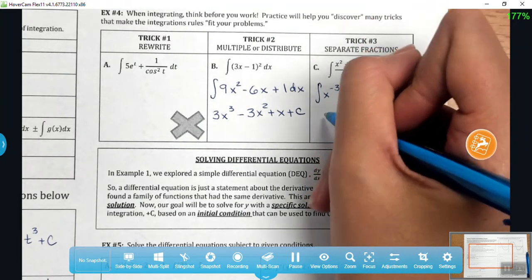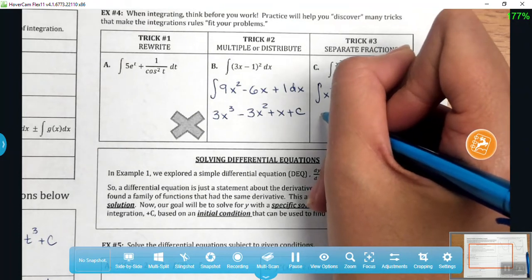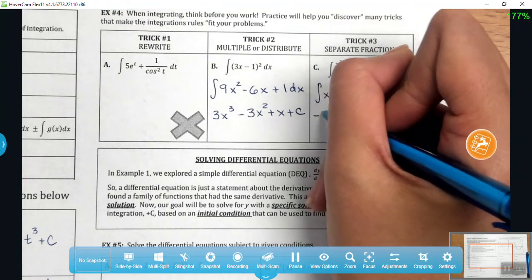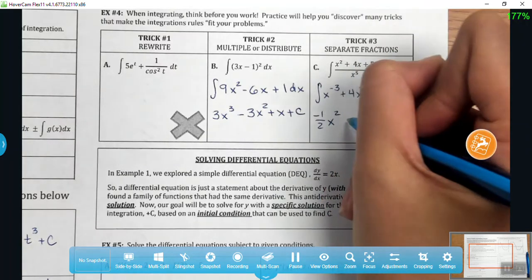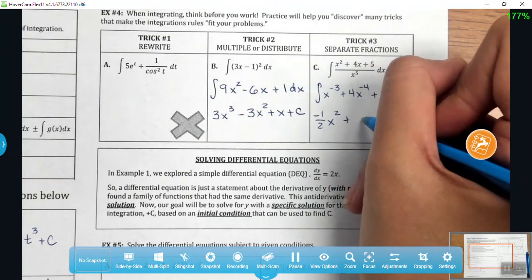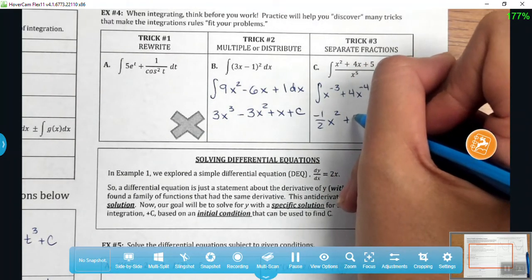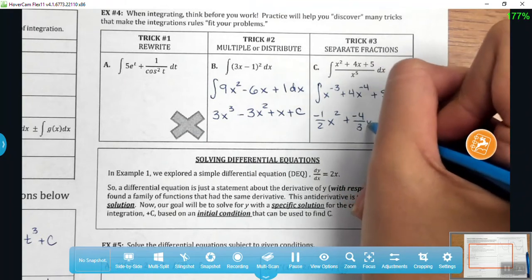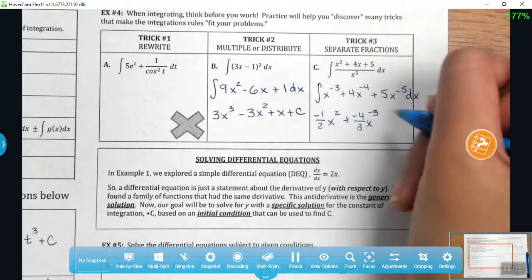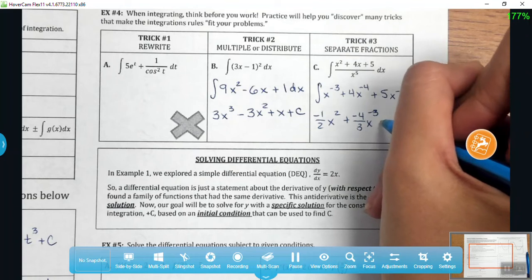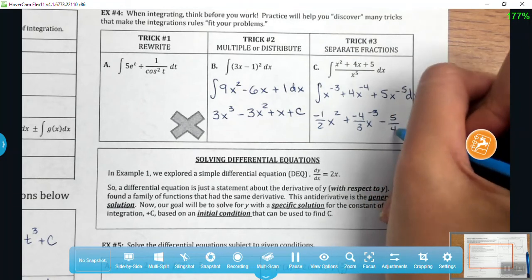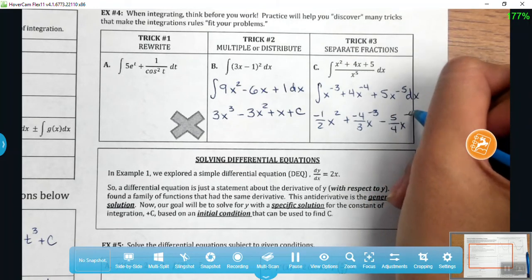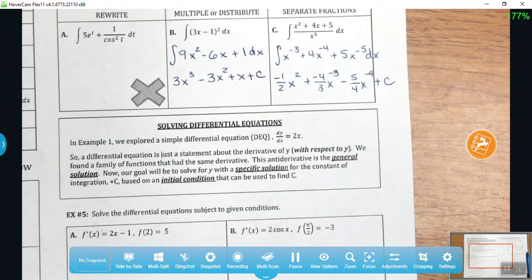So the integral of this is negative 1/2, the integral of this is negative 4 over 3 x to the negative 3, minus 5 over 4 x to the negative 4 plus c. Nice. Okay, cool.